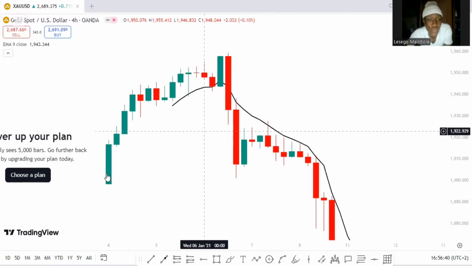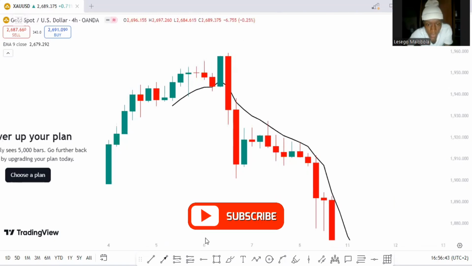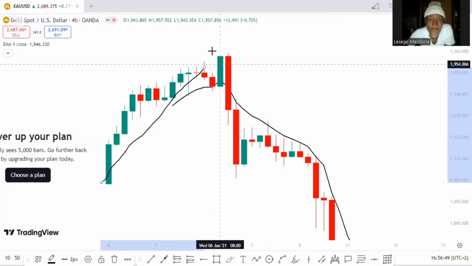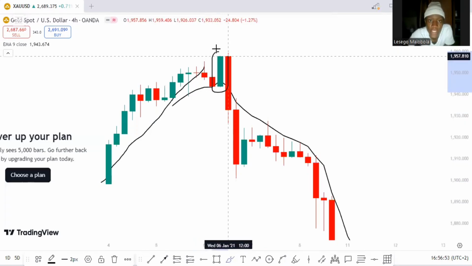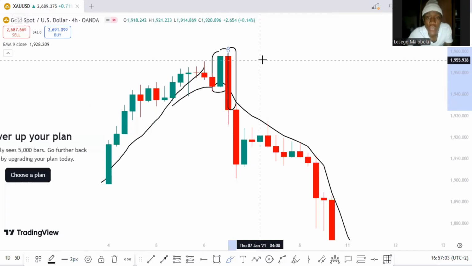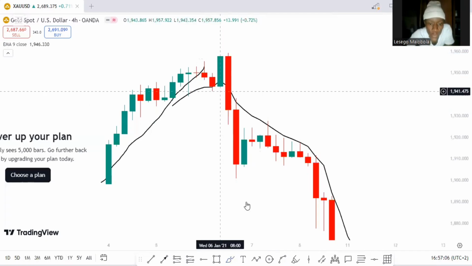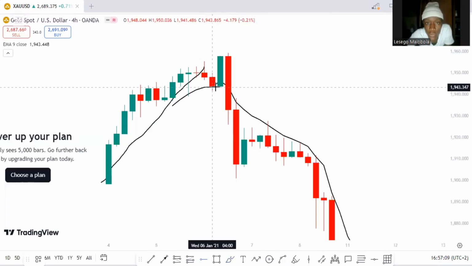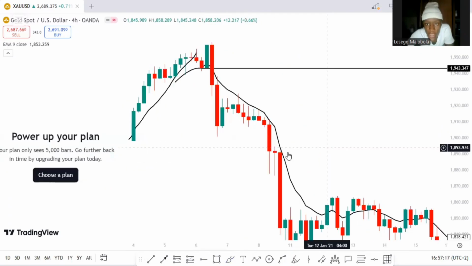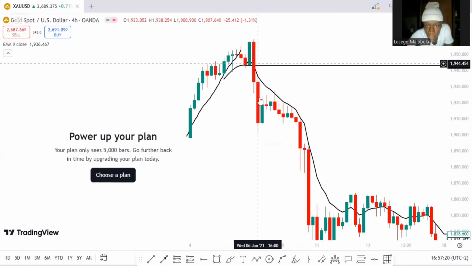So as you can see, price was moving up here, moving nicely all the way up until we had a bullish candlestick first. After the bullish candlestick, we had a bearish candlestick that fully engulfed the bullish candlestick. Why do we say that? Because we can see that it closed below the open of the bullish candlestick. So after that, what happened? As we can see, price literally just melted.